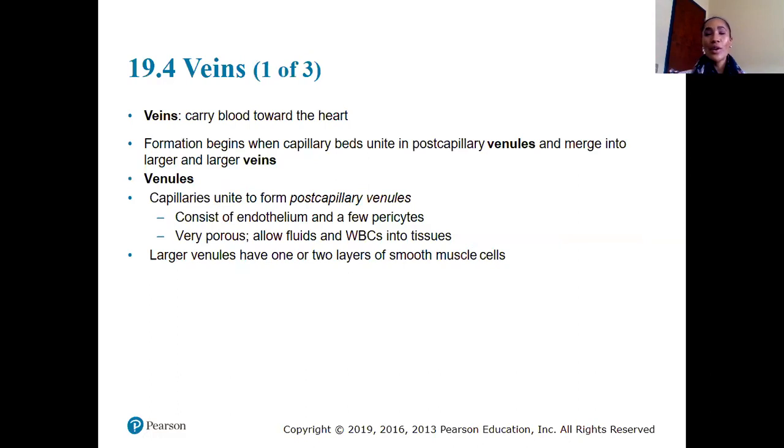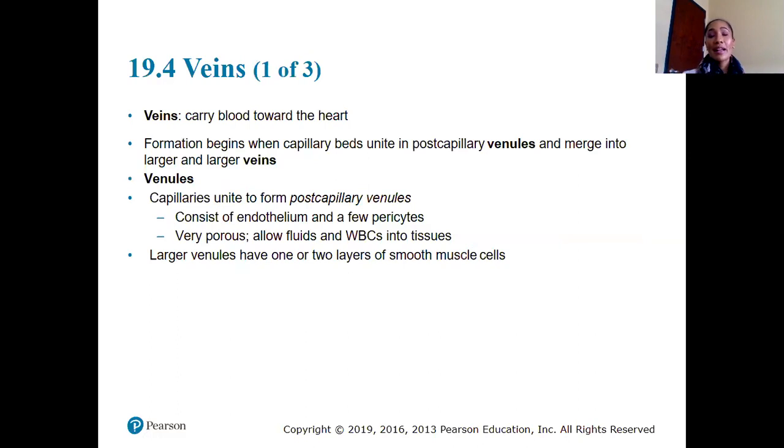Moving on to veins. Like we said before, blood's going to flow from the heart through the elastic arteries, through the muscular arteries, through arterioles. Then we get to a terminal arteriole that will connect us directly to our capillary bed. Once blood flows to the capillary bed, we're going to collect that blood through a venule, which we call the postcapillary venule. So remember, veins carry blood toward the heart.